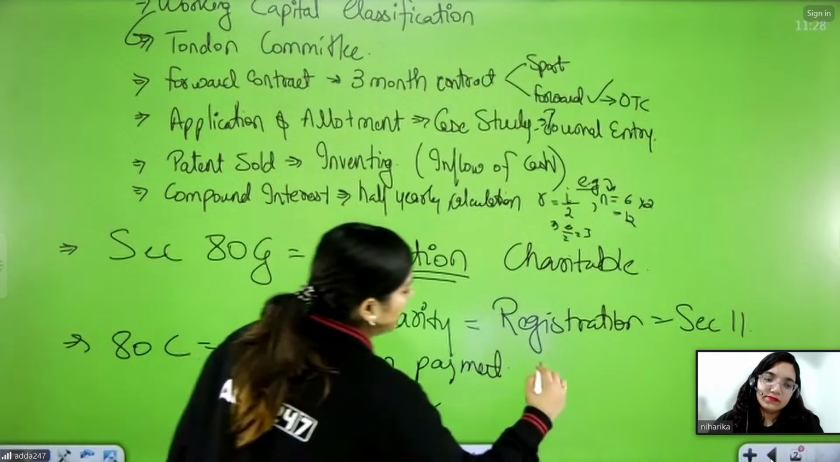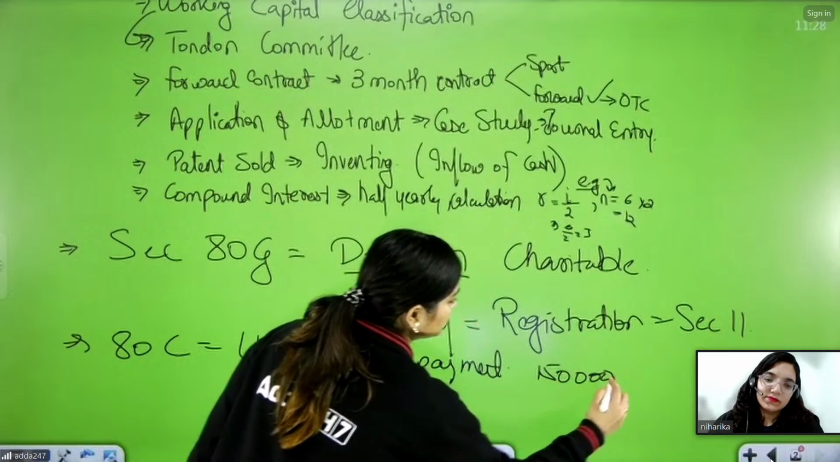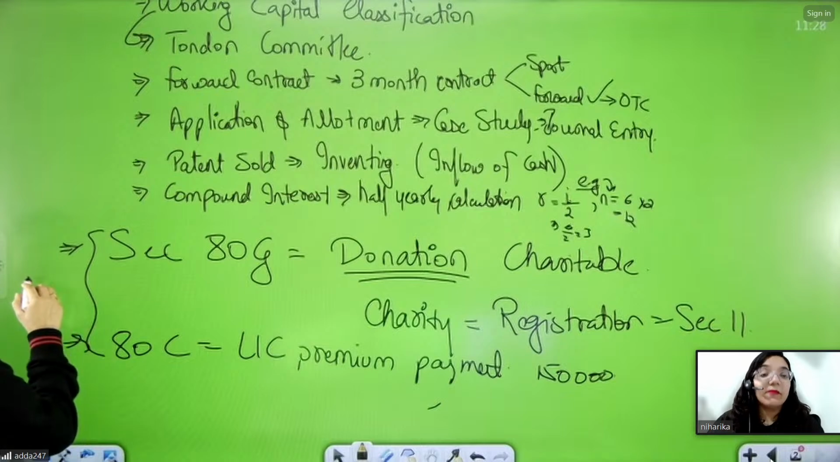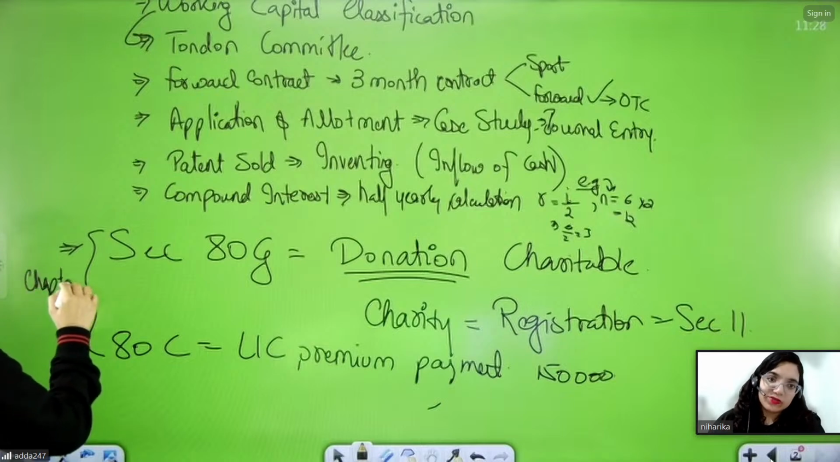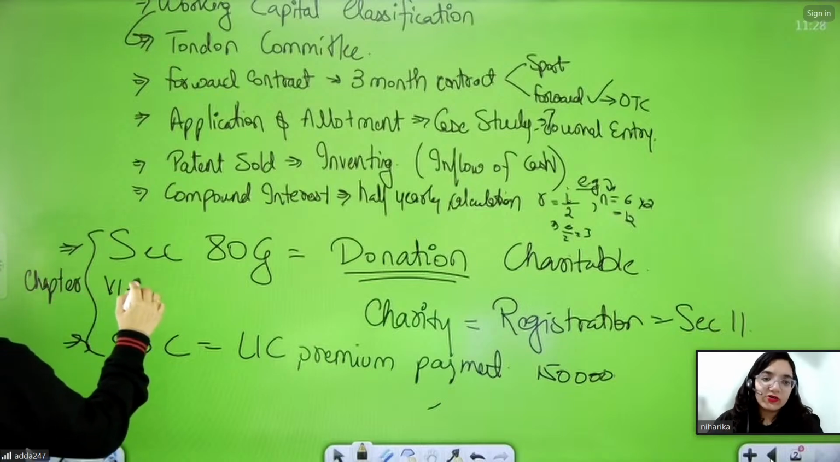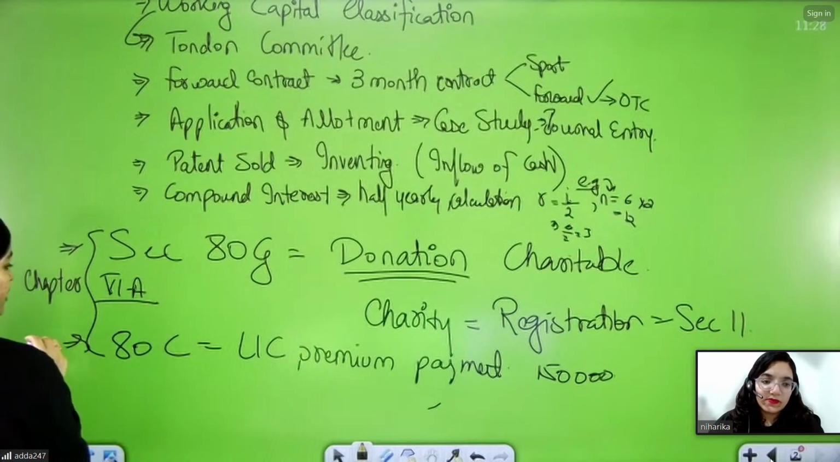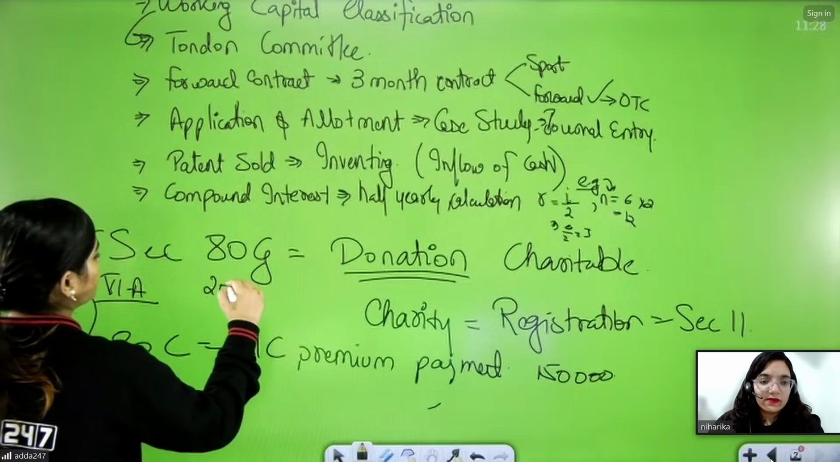And the maximum cap is 1,50,000. ATC to ATU is covered under Chapter 6A of the Income Tax Act 1961, everyone. When we talk about ATG, there can be a question regarding the amount as well: the maximum that you can give in cash is rupees 2,000. Maximum you can give under this is 2,000.